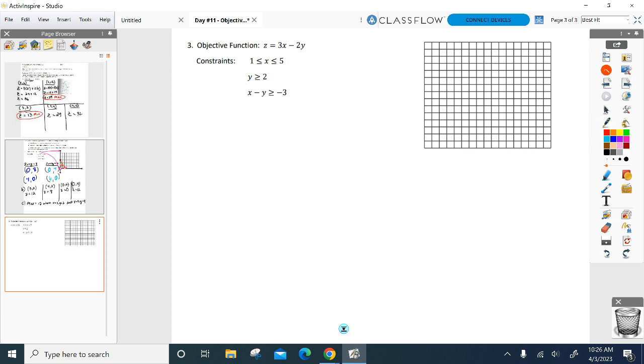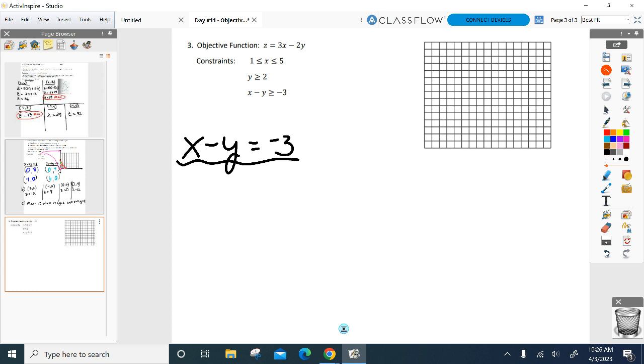Before we draw our axes, let's figure out if 4 quadrants are needed or not. What's this going to be? 1 ≤ x ≤ 5. Yep, but what type of lines? Vertical lines, right? Shaded in between. X by itself is vertical. Y by itself is going to be horizontal. So right now I don't need 4 quadrants, but we still have to check the intercepts for this one.